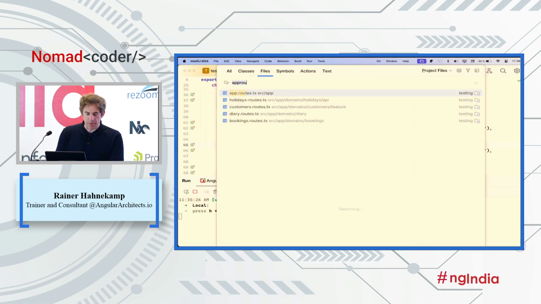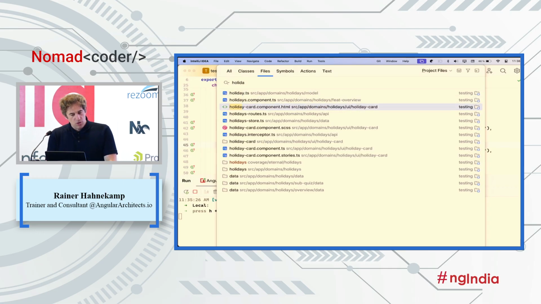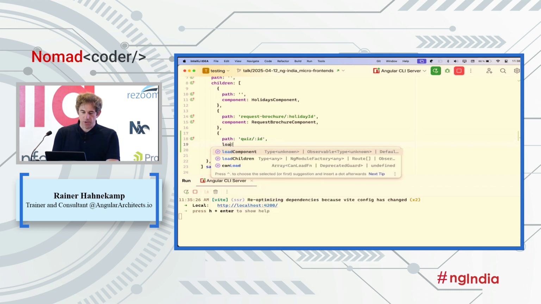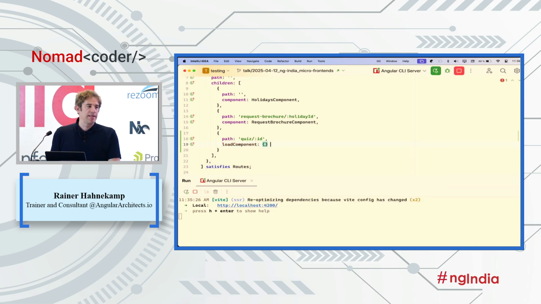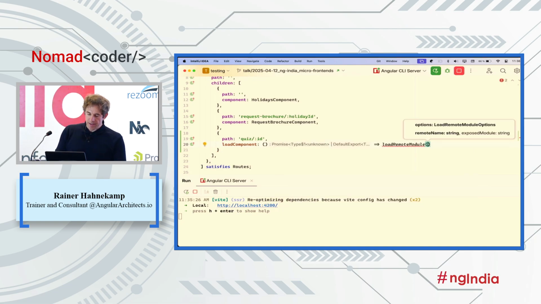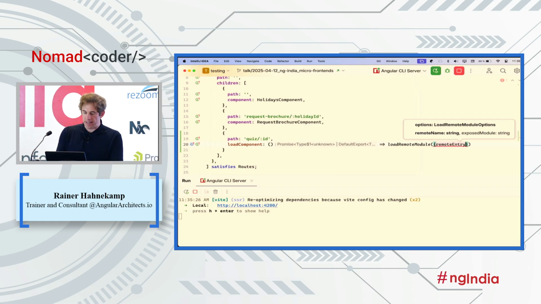So I'm going into my holiday routes. And then I say, okay, very simple configuration. It's just another path where I say, here we have our quiz. It comes with an ID. And then we are loading a component, but we are not using the normal import. Instead, we are using something special, which is loadRemoteModule. It's a different command. And in it, we say remoteEntry. So we need to provide the URL here, where I say, okay, it's coming from, that's not right.